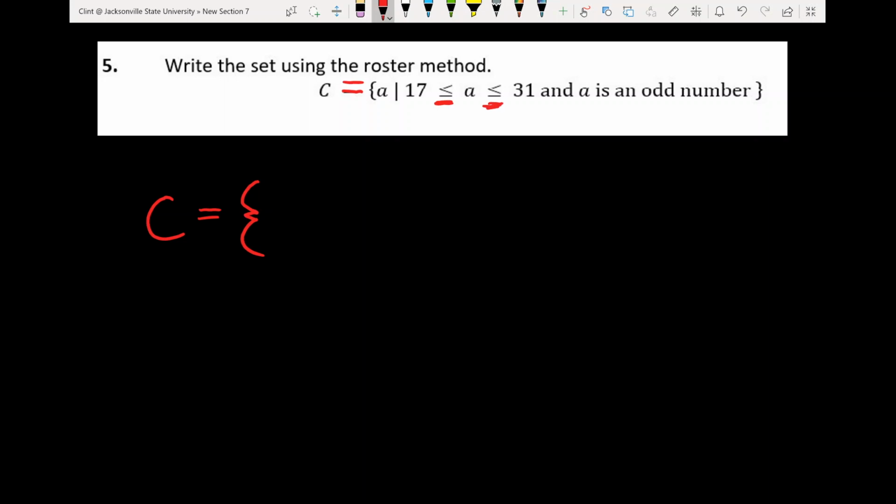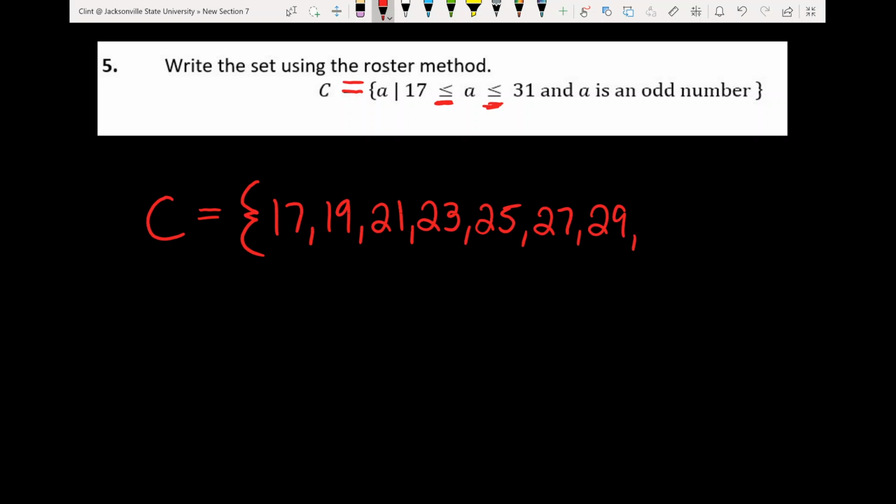Okay. So 17 is odd, so that's where we're going to start, 17. And then we'll go to the next odd number, 19, 21, 23, 25, 27, 29. Our next odd number is 31, and that's where we stop. Okay, so there's our set C, all of the odd numbers between 17 and 31. Okay. One more in this video.